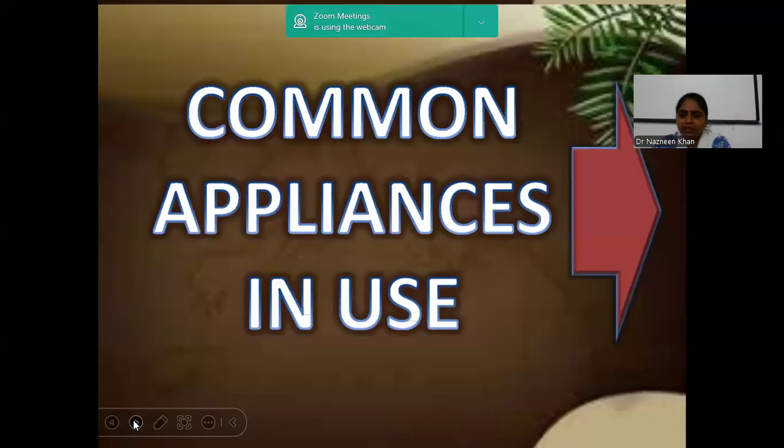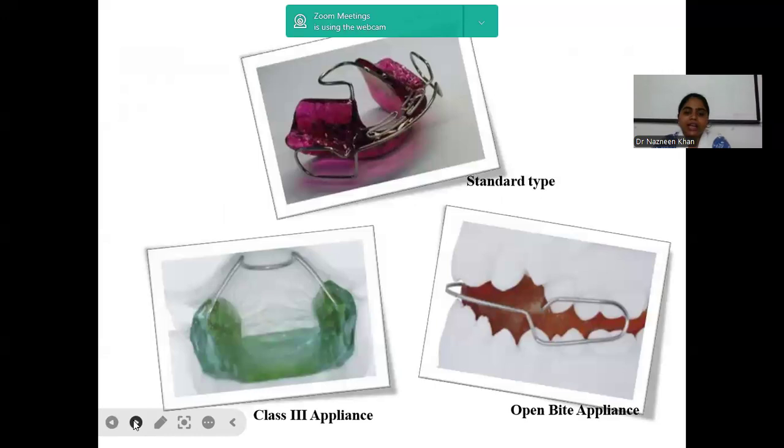Various common appliances we use in clinic, in our college: Class 3 appliances, open bite appliances, activator, Frankel, twin block.